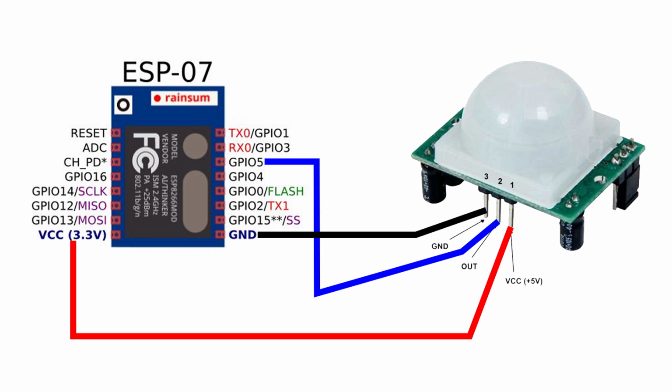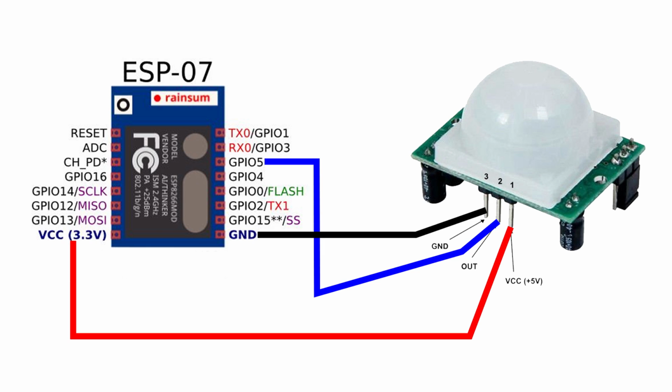You want to wire the ground to the ground on your ESP, the VCC to the 3.3 volt or 5 volt pin, depending on which ESP you have, to the 5 volt on the PIR, and then the out pin, you can select any of the pins as long as they're not being used for another function. I would recommend staying away from any of the flash pins or the serial pins, but other than that, you can use any of the pins.